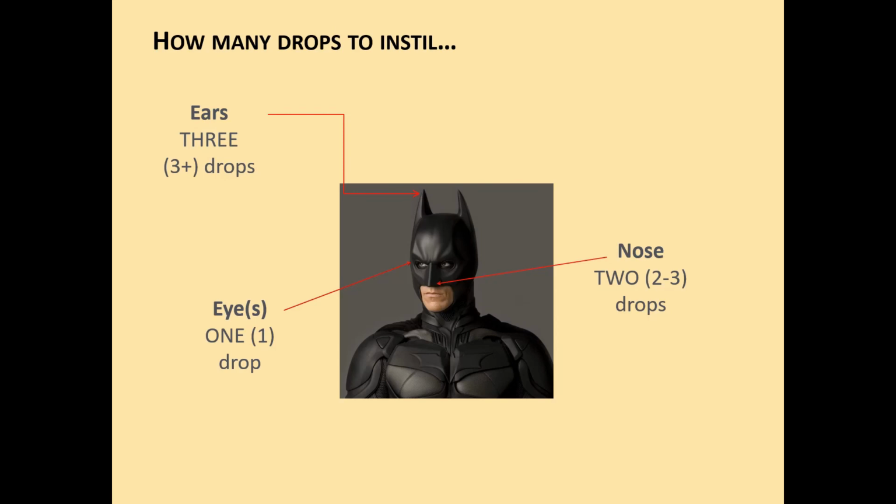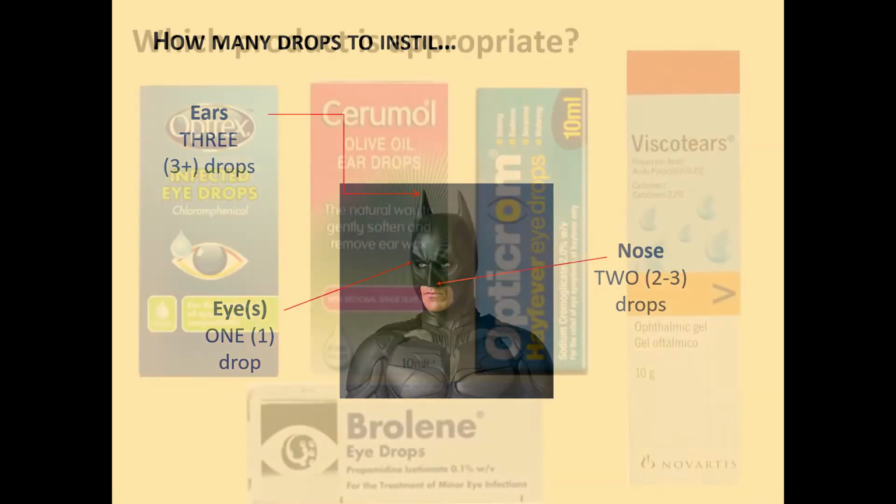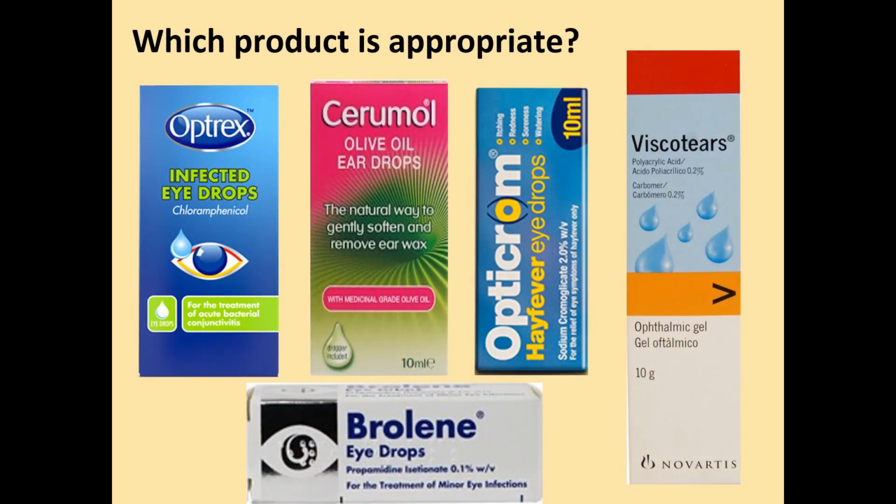The nose is quite a big area, so 2 or 3 drops to make sure that the nasal mucosa is well covered. And then the ears, again, you've got quite a large area to cover in the ear canal, so 3 or more drops are needed to make sure that enough drug or product is delivered to where it's needed.